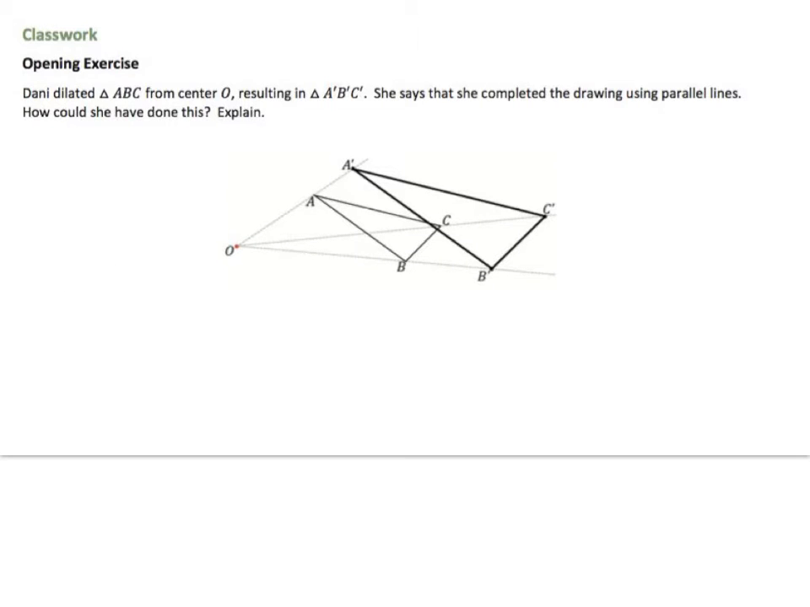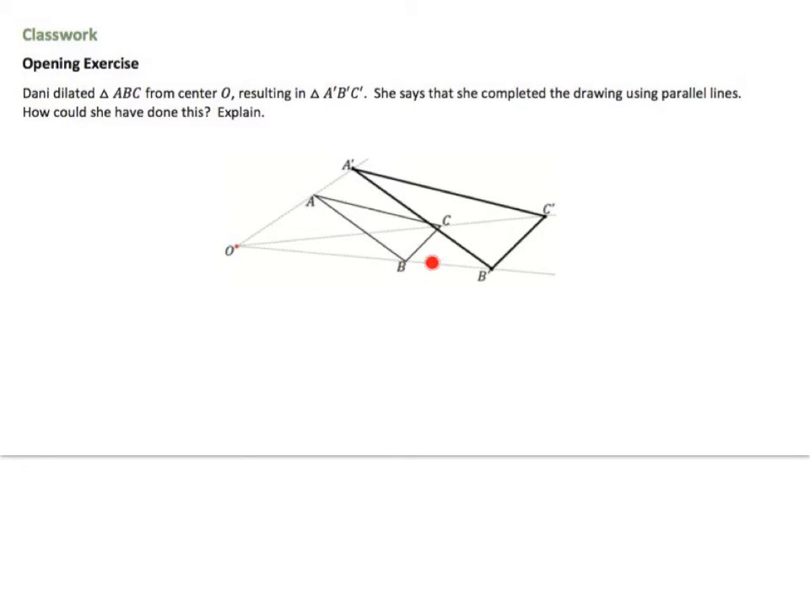So, first of all, Danny dilated triangle ABC from center O, resulting in triangle A prime, B prime, C prime. She says that she completed the drawing using parallel lines. How could she have done this? Explain. Well, when you're moving something with a ratio or with the compass, you are creating a pair of parallel lines. So A prime, B prime, and AB are parallel.